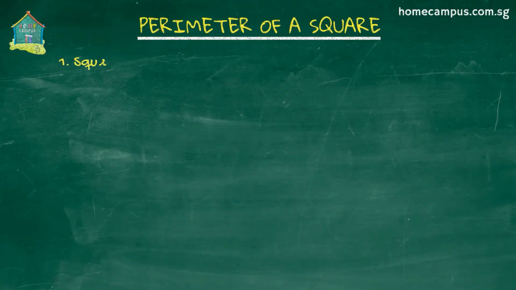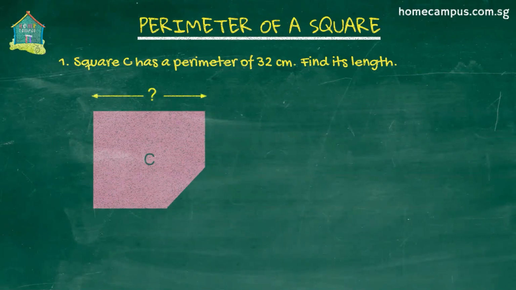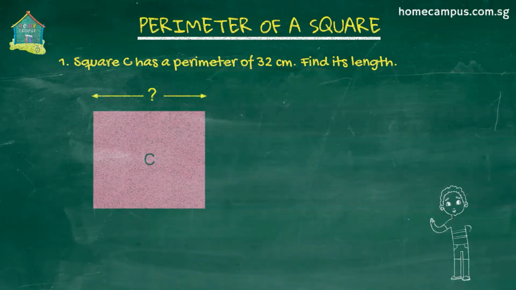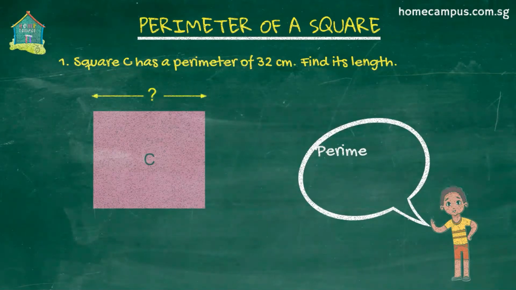Our first question is, square C has a perimeter of 32 centimeters. Find its length. Let's recall from a previous tutorial that the perimeter of a square is 4 times its length. Check out the link above to refresh your memory.